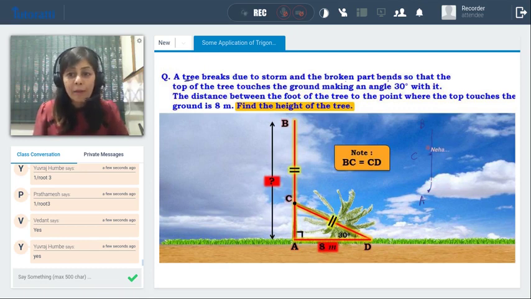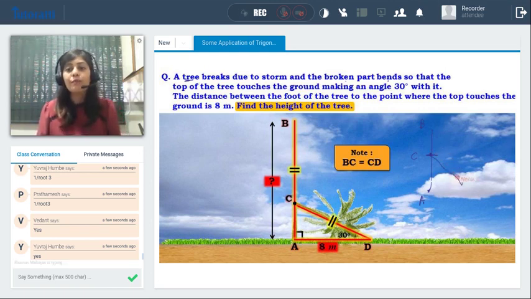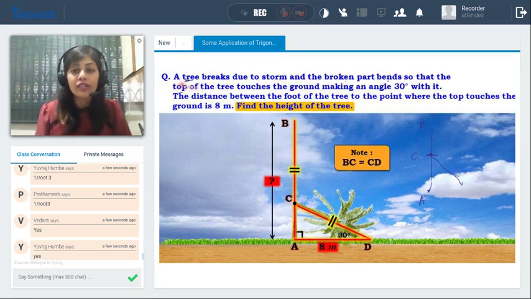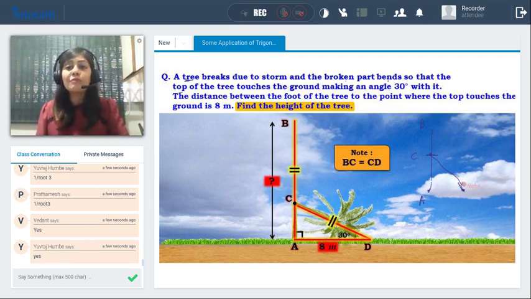It's breaking at some point C, and from this point, this part BC is now falling to the ground. Yes, the broken part is now touching the ground. And what does it say? That the top of the tree is now this point, right? This top of the tree is making an angle of 30 degrees with the ground. So the top makes an angle of 30 degrees with the ground.